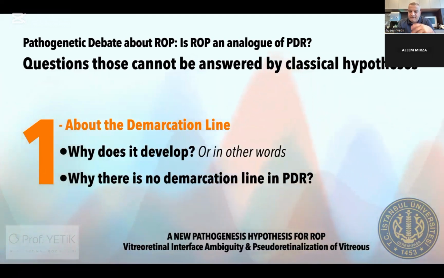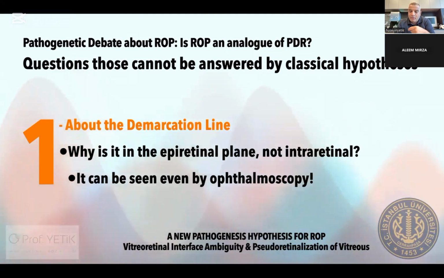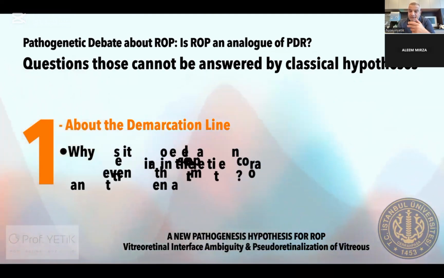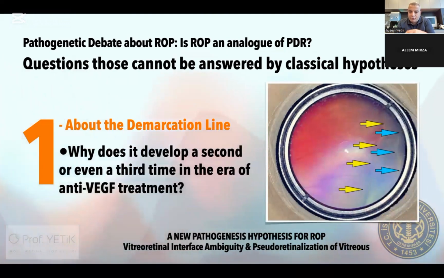Of course, there is a demarcation line in PDR, but we can see it only by fluorescein angiography. But in ROP, there is a white line at the upper retinal space. What is this white line? What is the reason? And why is it not intraretinal if there's a problem with the vasculature, and even visible by ophthalmoscopy? And if the reason is intrauterine and extrauterine conditions, why can we see the second demarcation even in the era of anti-VEGF?